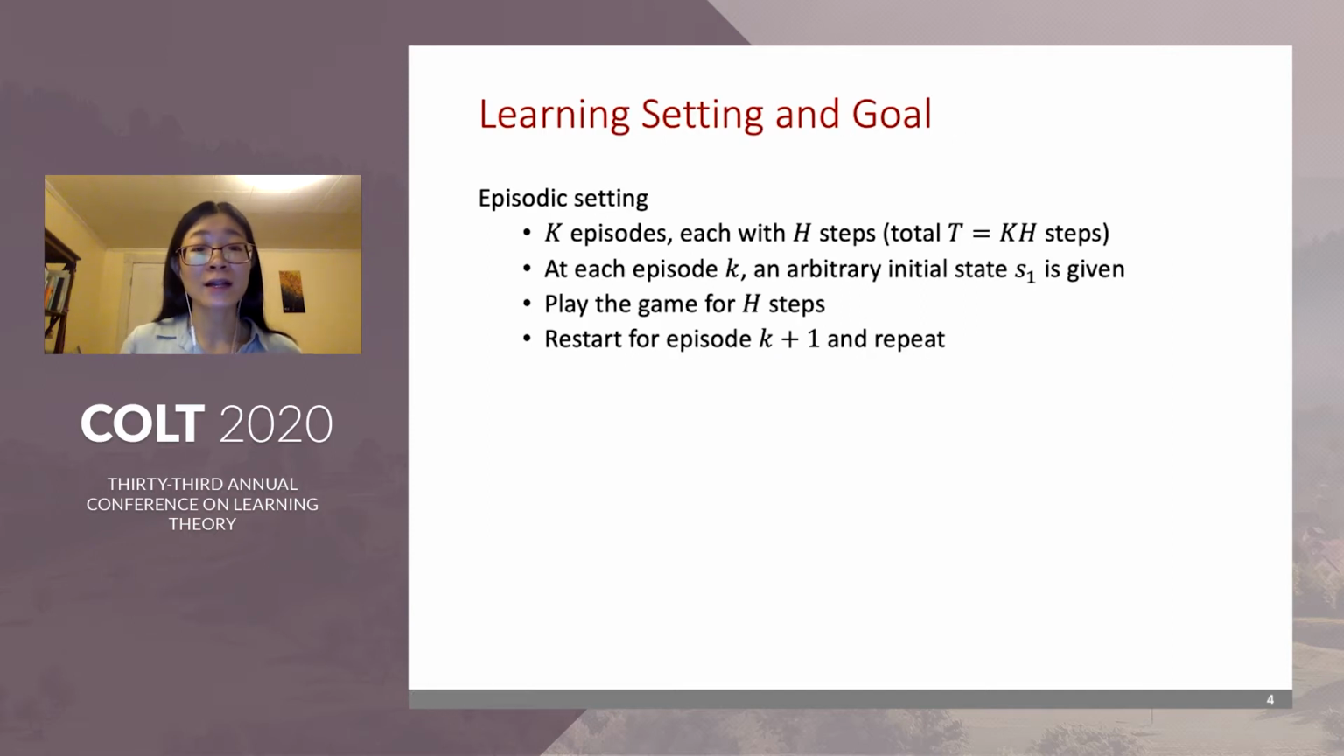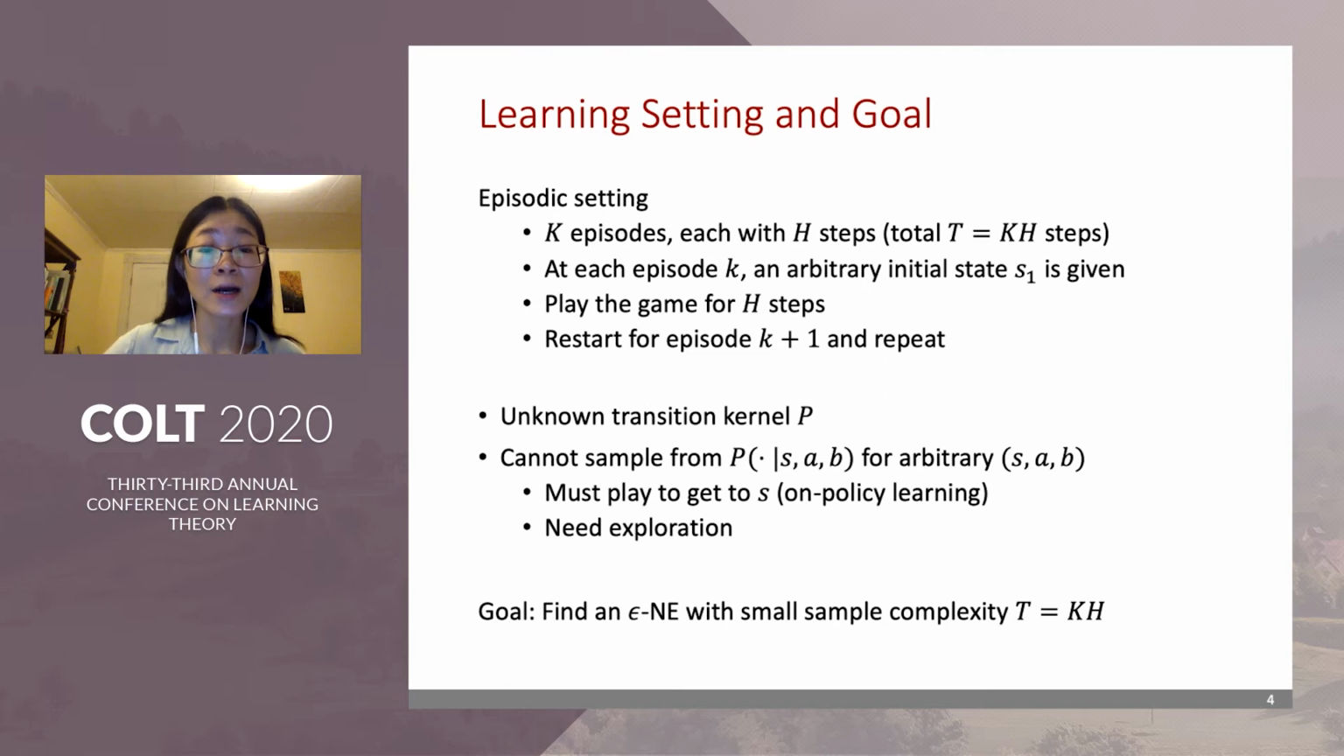Here we consider a learning setting for the Markov game. In particular, the Markov game plays K episodes, each with H steps, and at the beginning of each episode, an arbitrary initial state is given. Then the players play the game according to their policy for H steps, and the game restarts for the next episode and repeats. Here we assume that the transition kernel is unknown.